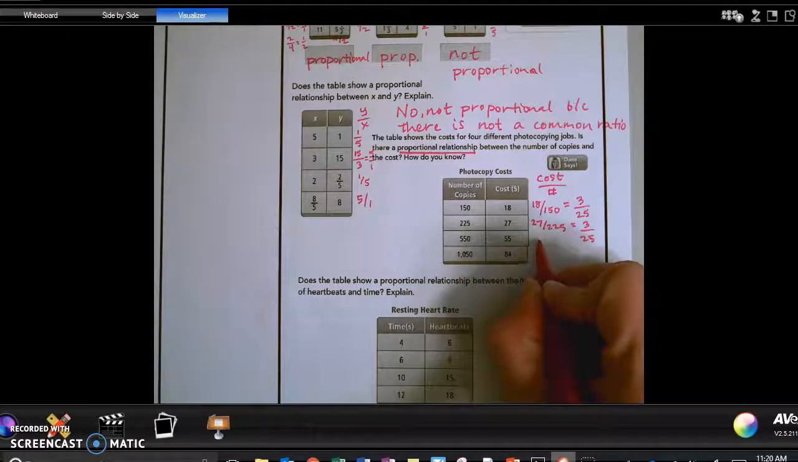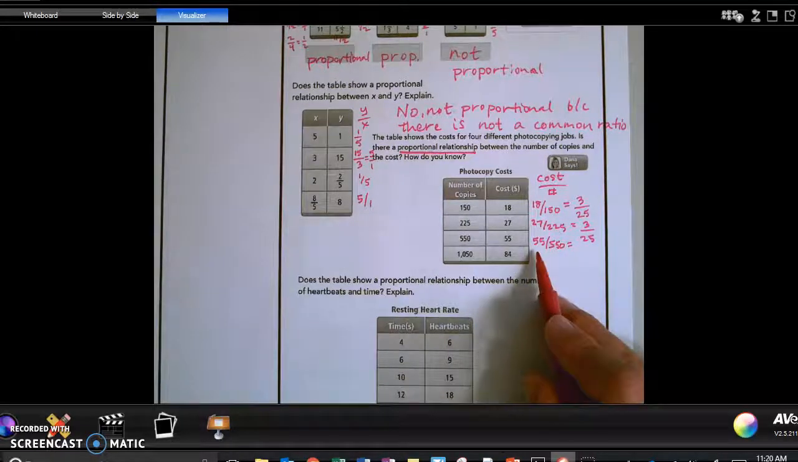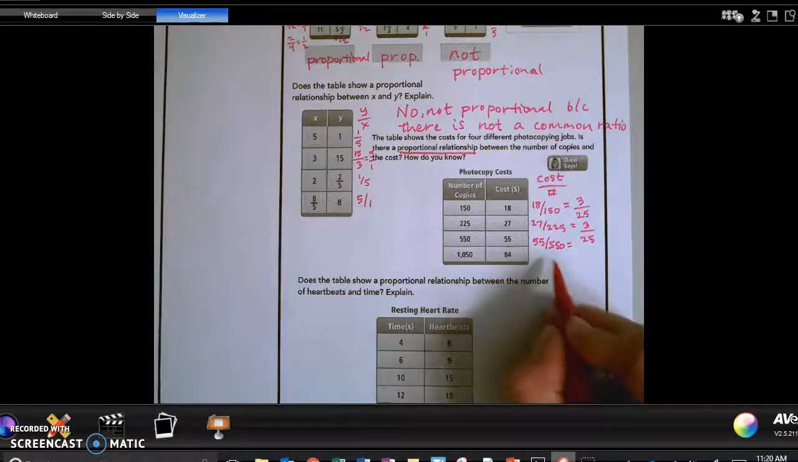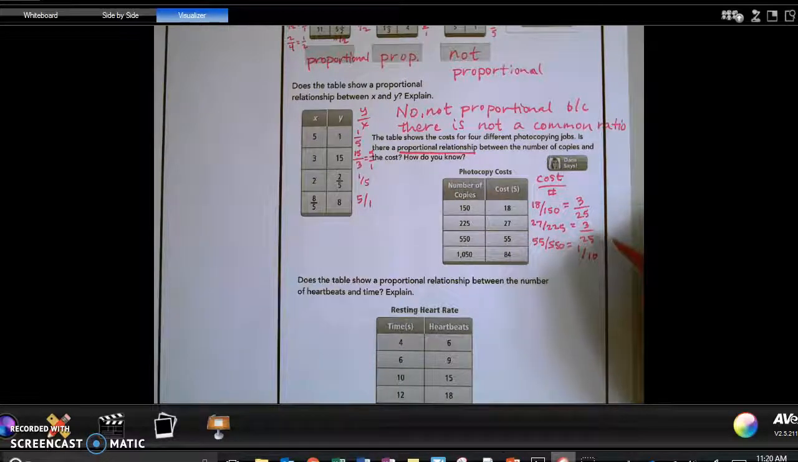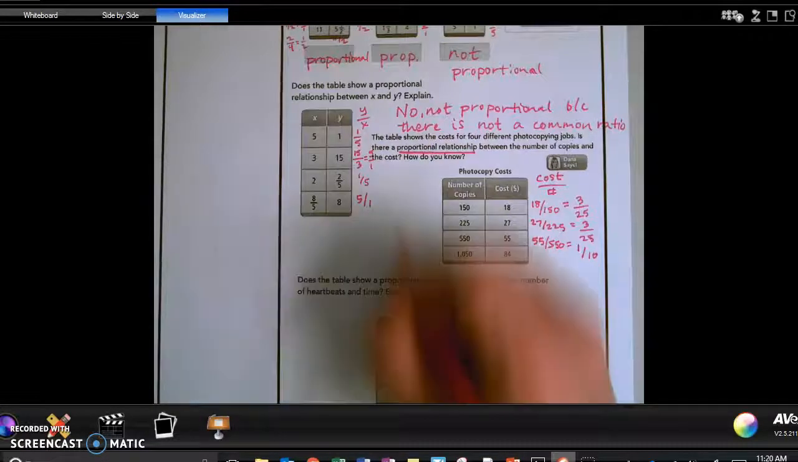Let's check out our third row. Cost to number of copies. And I notice on this one that 55 to 550, I know that this will automatically reduce because I know that 55 will be a factor of each of these. So I can reduce by dividing by 55, and that gives me 1/10. So we had a good thing going, but now we have found an uncommon ratio, so I know that this is not a proportional relationship.